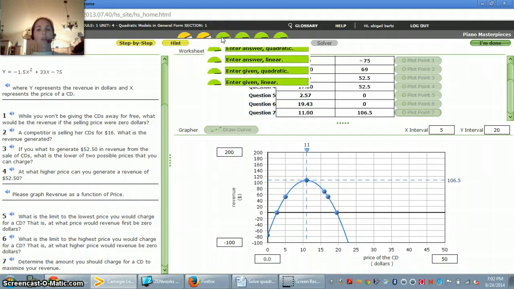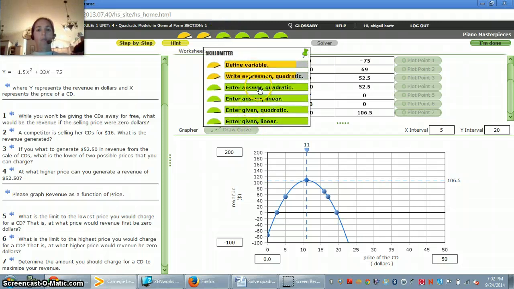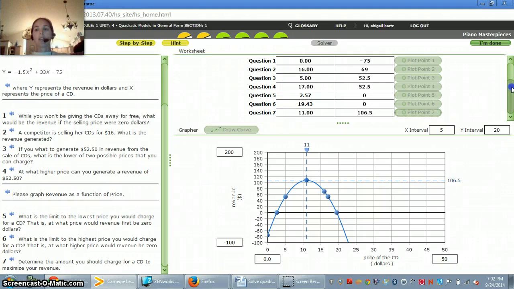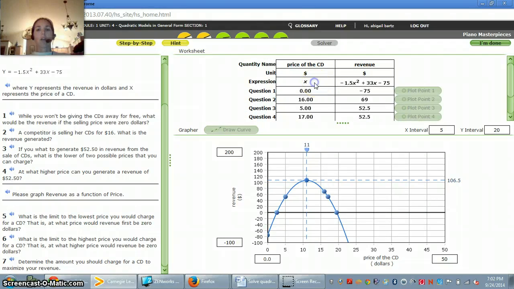Notice just by answering that question, I have pretty much all of mine filled out already. We just have to go through maybe one or two more questions to make sure we're defining our variables and writing expressions. And what that means is they're constantly looking for these two columns to be filled out correctly. So that's how you do section 4 or unit 4, section 1. And again, I'm done.